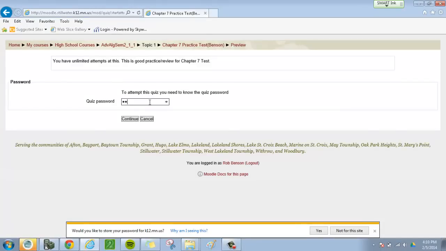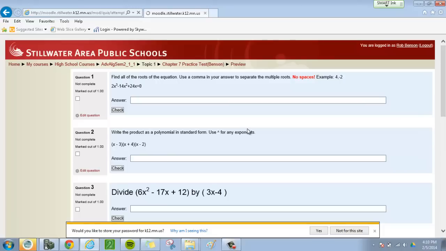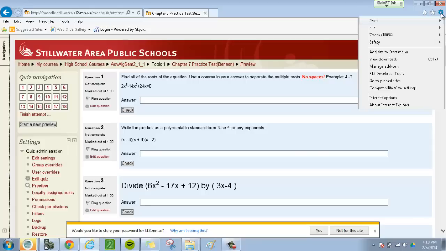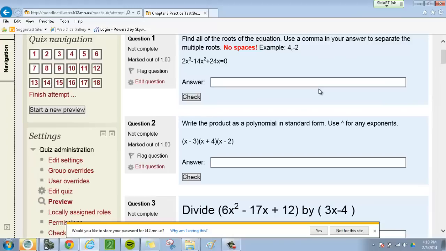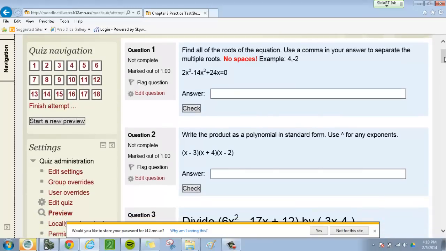Let's get this password typed in there, so you know exactly how to solve some of these problems. Now, it's randomized, so you might not see the solutions of the problems in the same order that I see them, but they're there. And let's zoom in on this. This is way too far out. Here, I think 150. Yeah, that's good right there. 150 is pretty good.